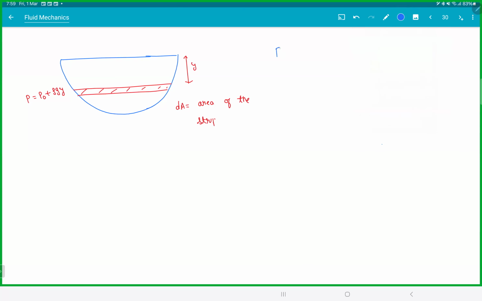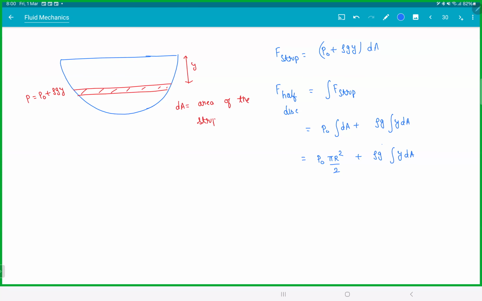So force on this one strip will be P naught plus rho g y into dA. So force on the half disk will be integral of force on the strips. That would be P naught into integral dA plus rho g integral y dA. Now this is P naught into half disk area, pi r square by 2, plus rho g integral y dA. Now let that sink in.